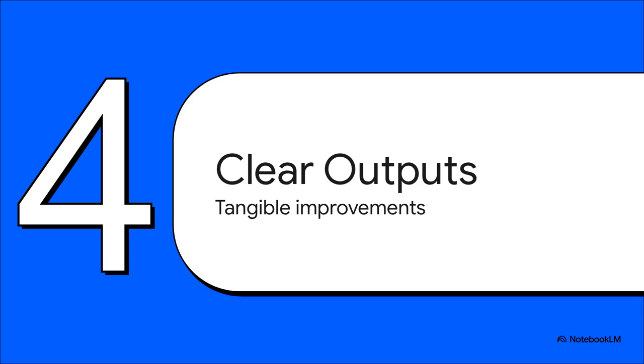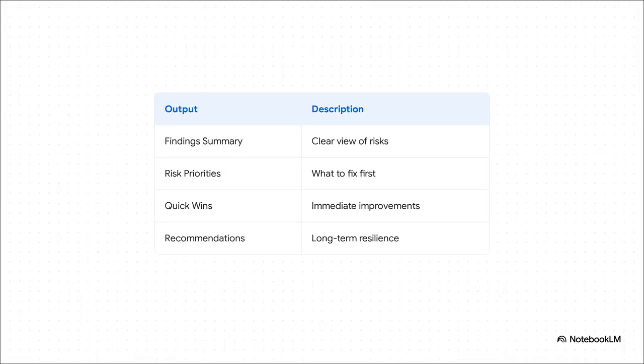Let's look closer at what you actually get in Section 4. Clear and actionable outputs. Now, for non-technical leaders, a process is really only as good as its deliverables, right? The good news is you don't get some 100-page technical manual that's just going to gather dust on a shelf somewhere. Instead, you get a findings summary. That's a plain English, totally clear view of your current risks. You get risk priorities, telling you exactly what you need to fix first so you aren't overwhelmed.